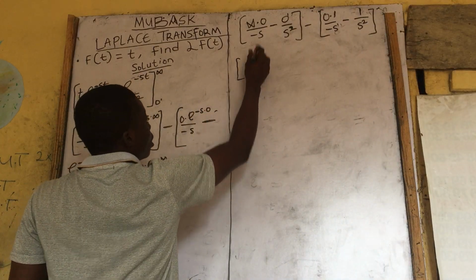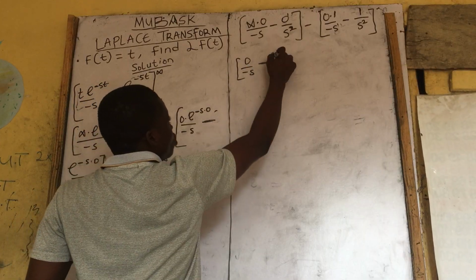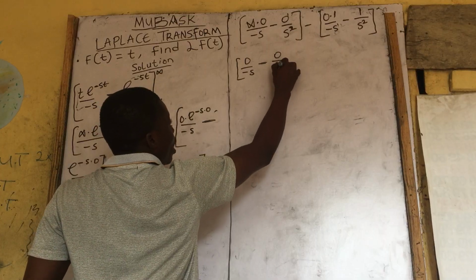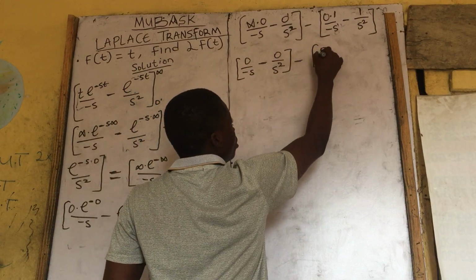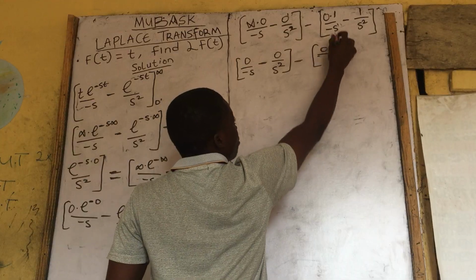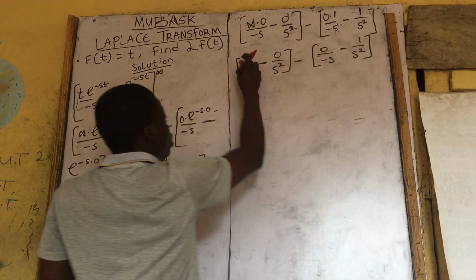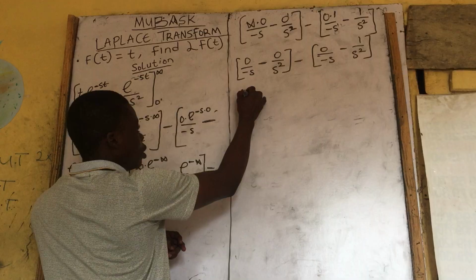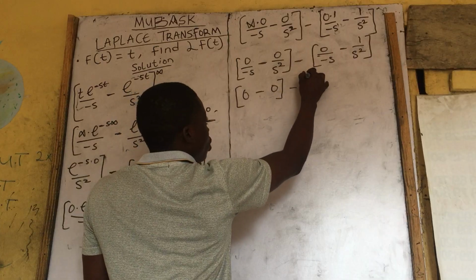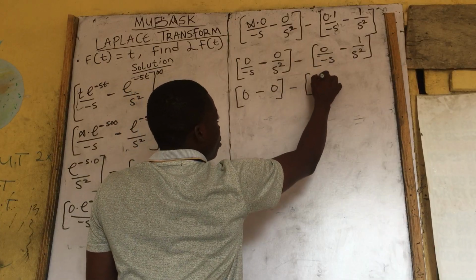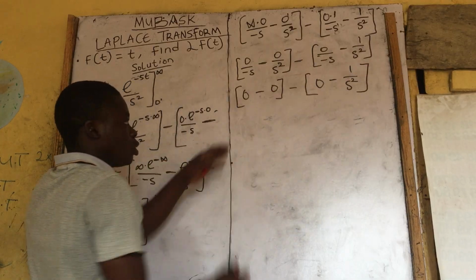So also equal to infinity times 0 giving us 0, divided by minus s, minus 0 divided by s squared, all in bracket, minus 0 times 1 giving us 0. 0 divided by minus s, minus 1 divided by s squared, all in bracket. 0 divided by minus s giving us 0, minus 0 divided by s squared giving us 0, all in bracket, minus open bracket 0 divided by minus s giving us 0, minus 1 divided by s squared, all in bracket. 0 minus 0 is 0.